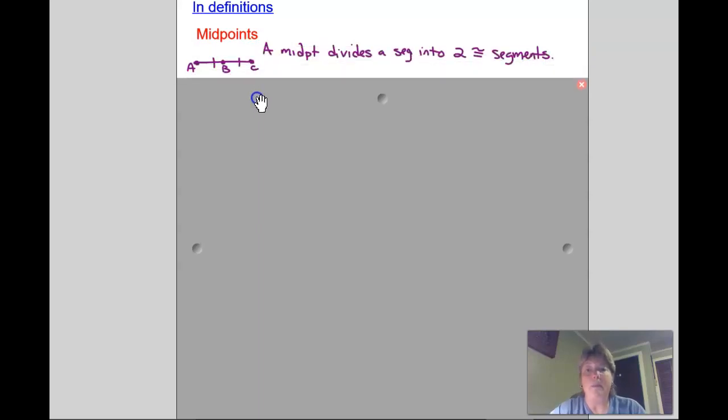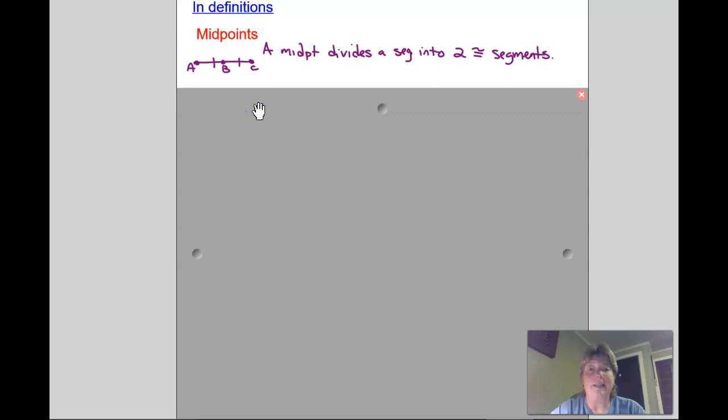A midpoint is something that divides a segment, not a line, a segment, into two congruent segments. So remember, this little symbol here means congruent.